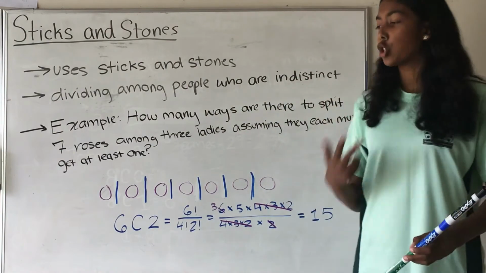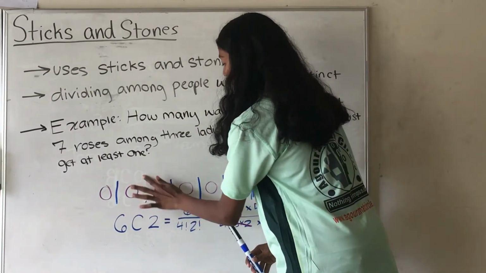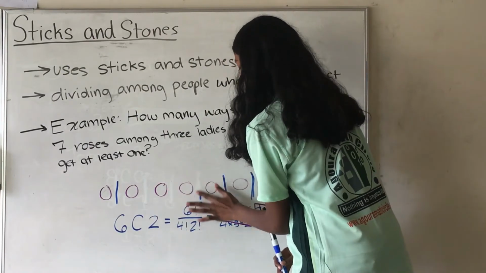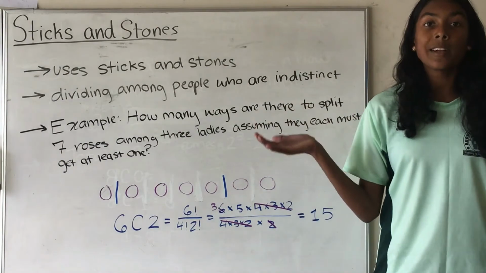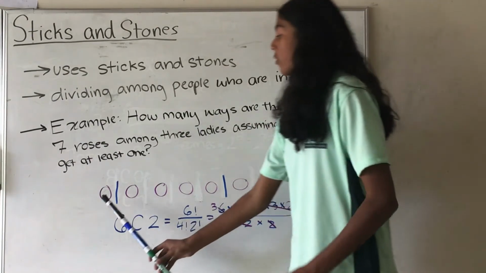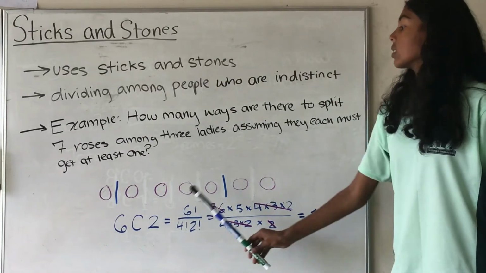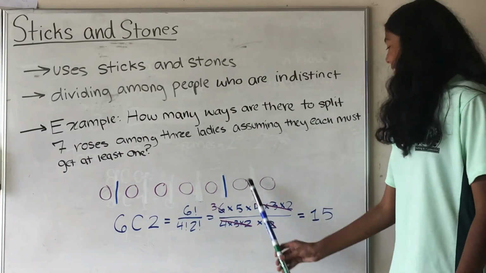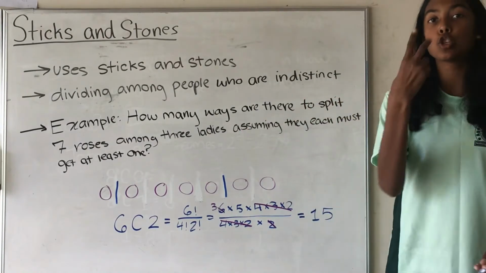And we need to choose 2 of these 6 dividers, because let's say we have a divider there and a divider here. This means we split it up into 3 groups. The first lady will get 1, the second will get 3, and the last will get 3. So that's how they'll be split up. That's why we choose 2 of those.